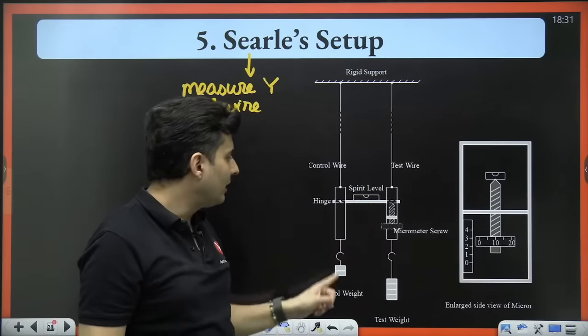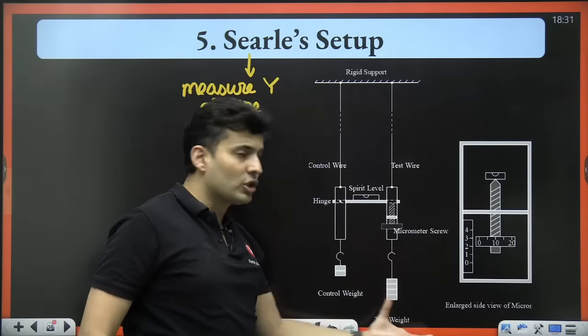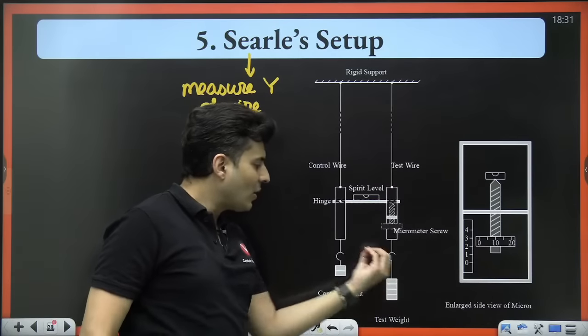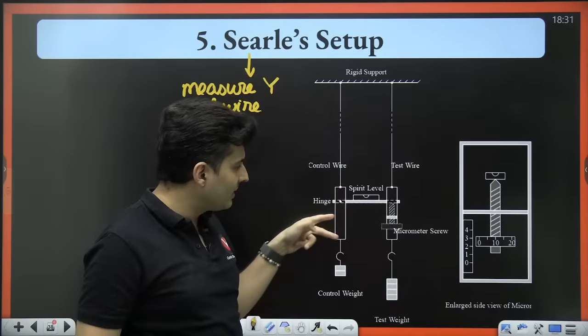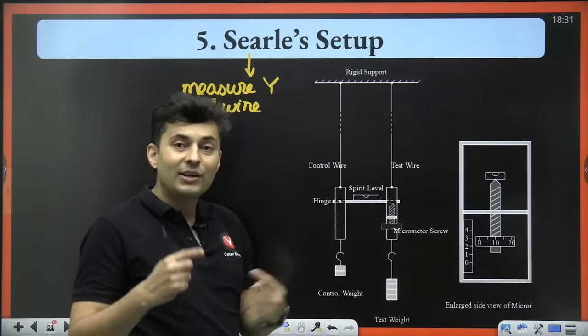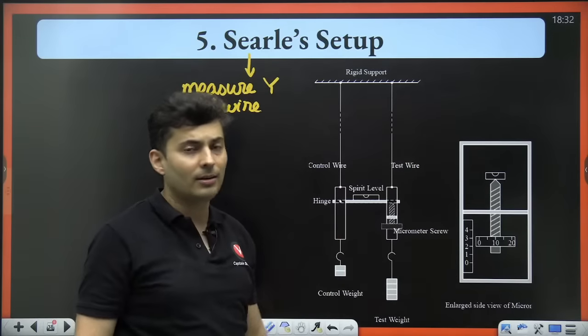So you can see there is a control wire. Control wire means standard wire. There is a test wire where you actually put the weight. So when you add the weight, you can see it goes down a little, and noting down the difference between these two wires, you get the extension in the wire only due to the weight, not the thermal expansion.